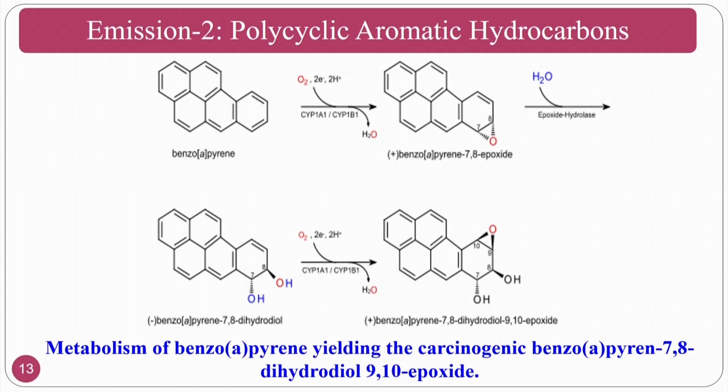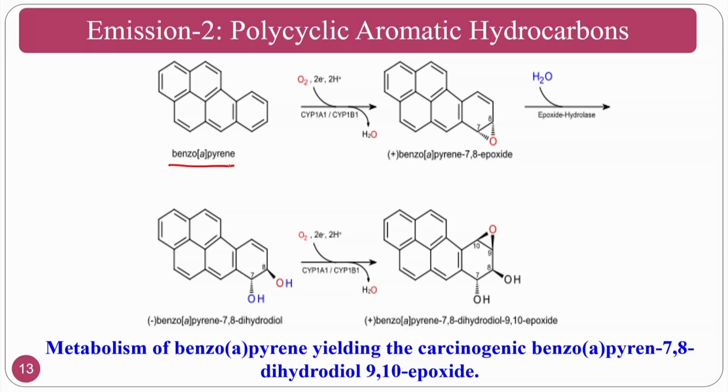Polyaromatic hydrocarbons, whatever you have seen in the previous one, the same thing is explained here in a schematic way. That is benzopyrene. Whenever it enters into the body, what will happen? You have oxygen and water. If you see the advertisements of AquaGuard, Kent, or other water purifying systems, they will say that 73% of your body is water. That means you have abundant oxygen and abundant water.